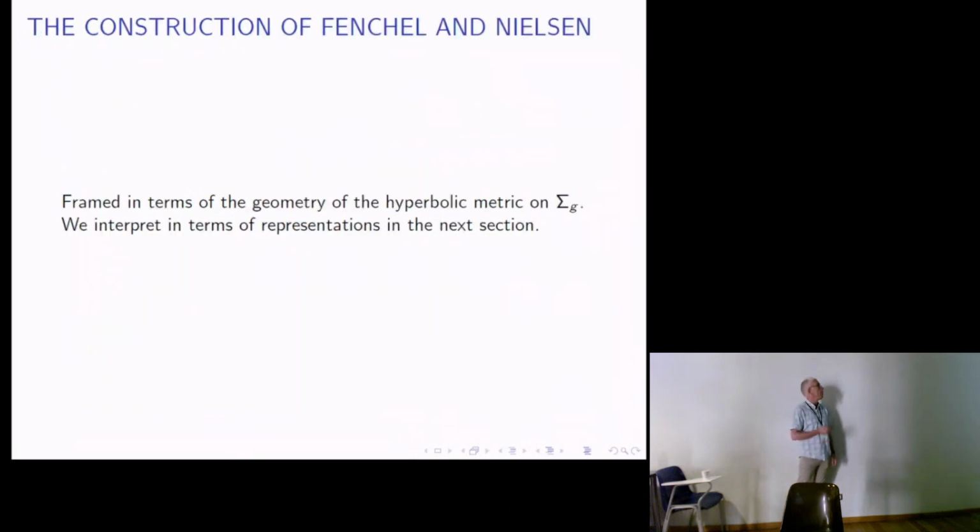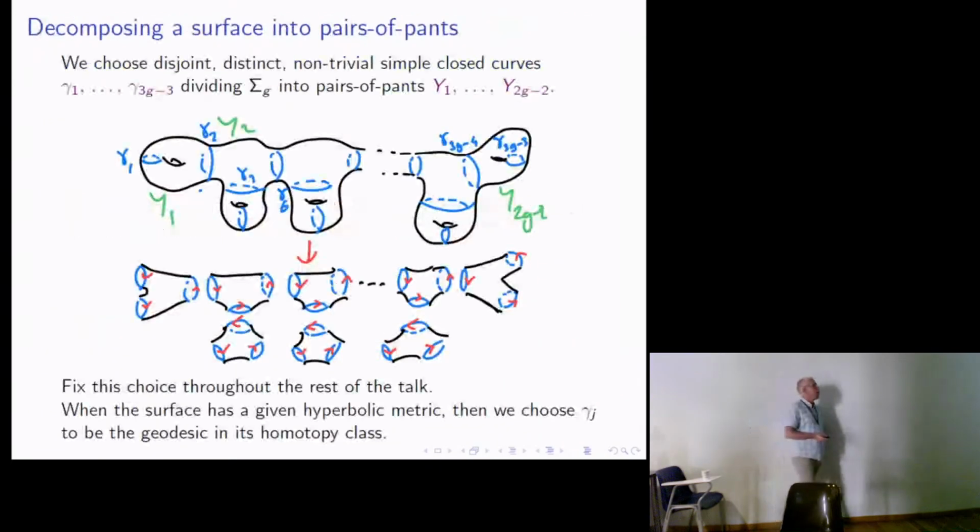Okay. So let's do a little history lesson. This is what Fenchel and Nielsen did back in the 40s. And so their construction is all framed in terms of geometry. So this section is the one which has all the geometry in, and we're slowly going to lose geometry as we go. So we've seen this many, many times already.